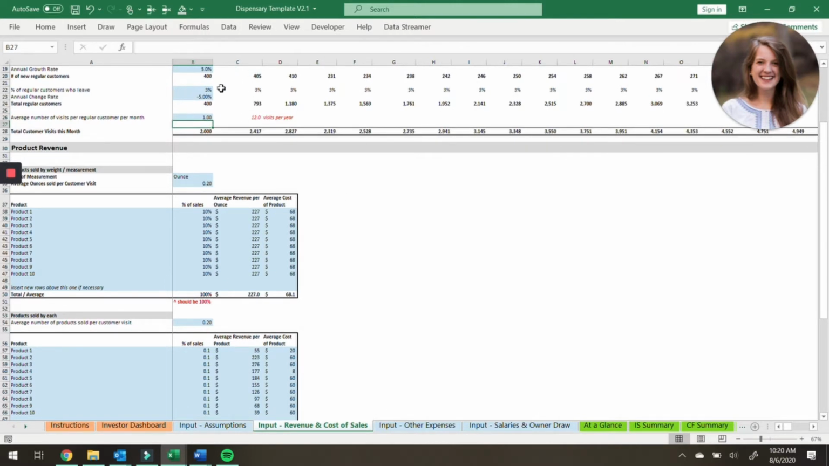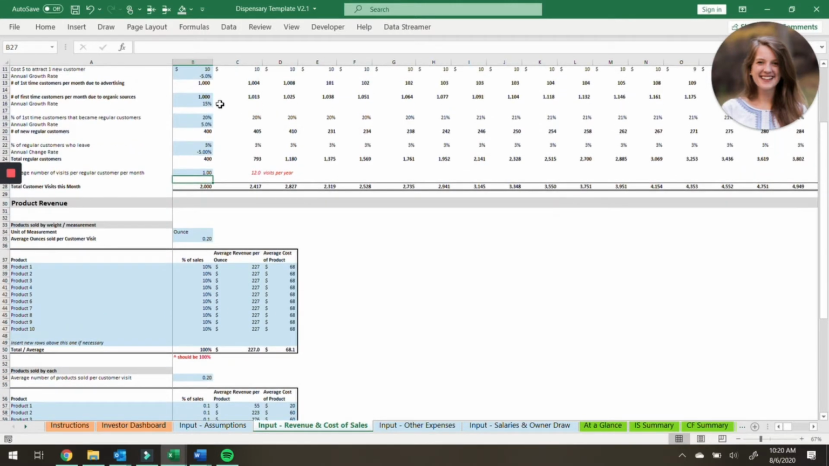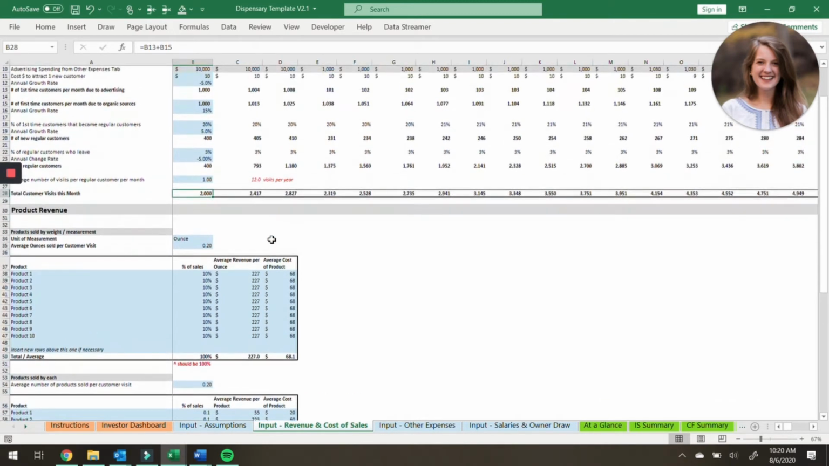So assuming every regular customer visits once a month, plus all these new customer visits, will calculate out your total customer visits this month, which in the first month is just the first-time customers from advertising and the organic customers, because they don't become organic customers, recurring customers until the second month.